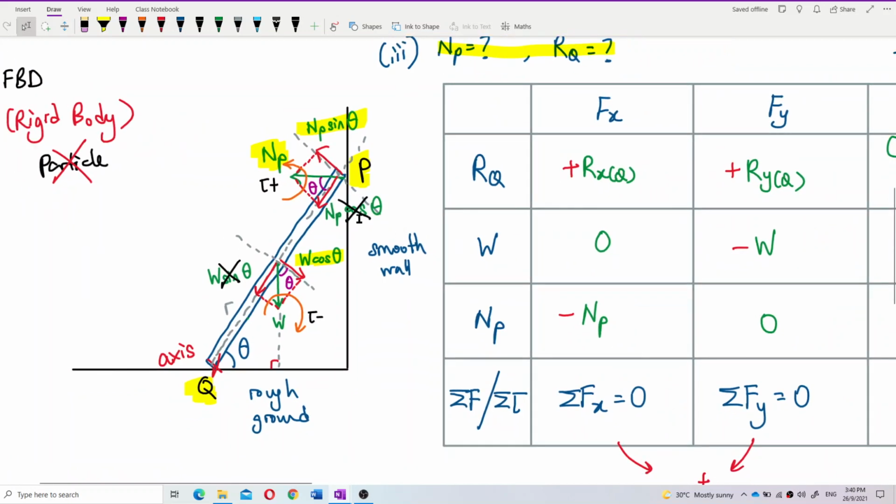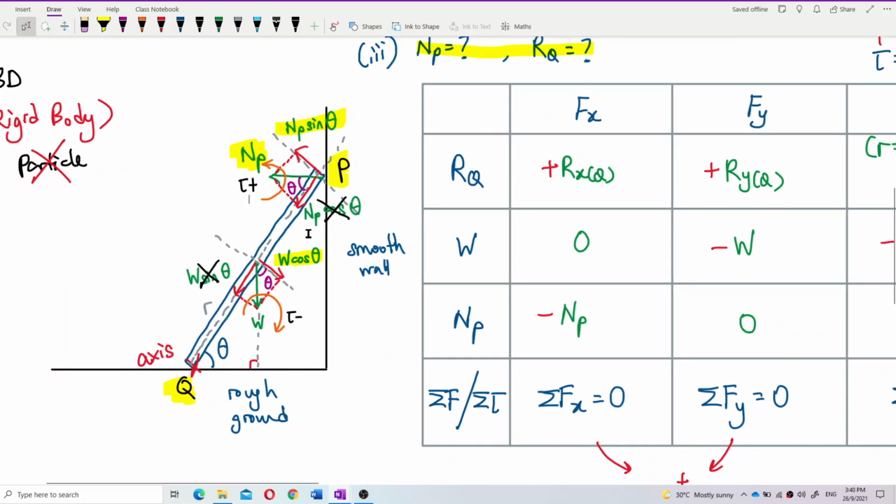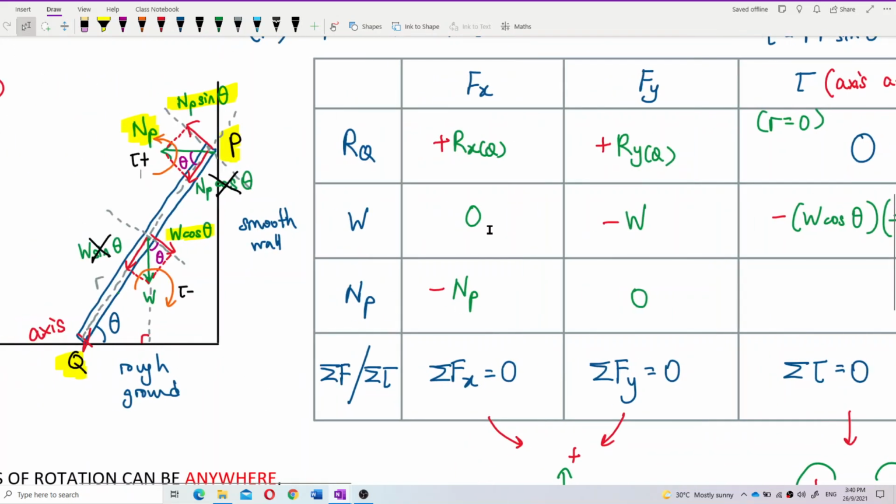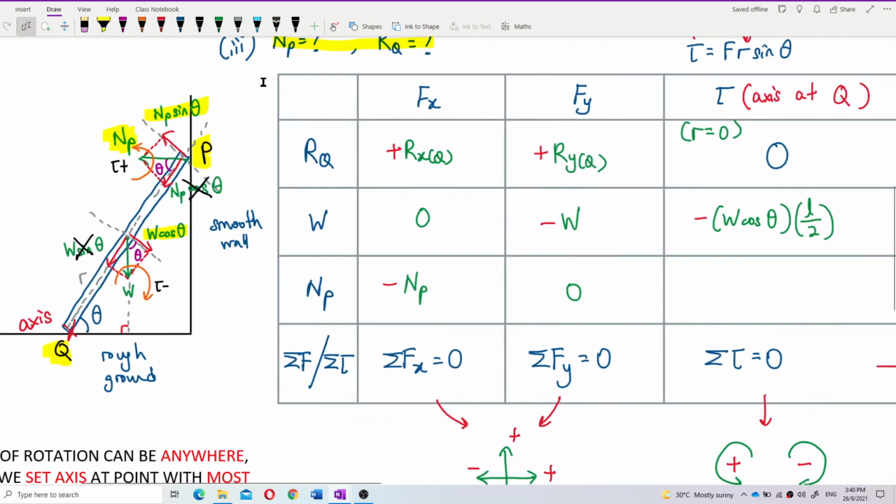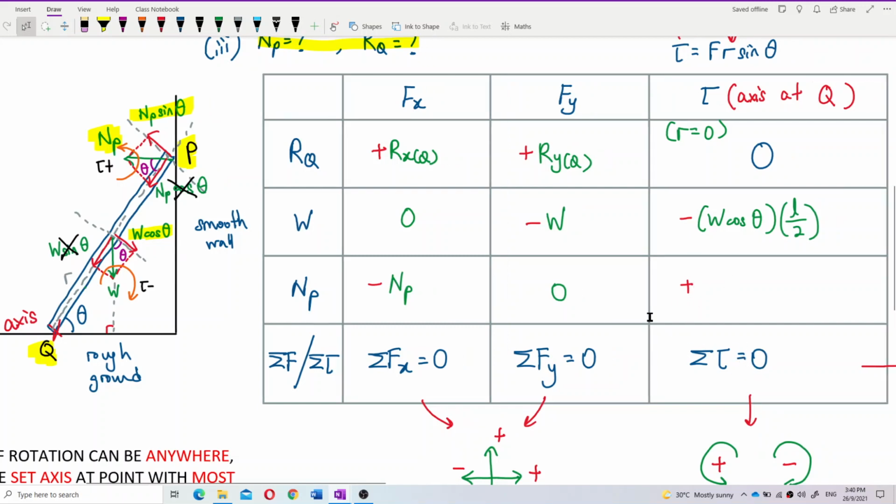So what's the torque? It is a positive torque because anti-clockwise. One positive, one must be negative torque, then the torque equals 0. Write properly. So what is the force? The normal force sine theta. Just write it down.